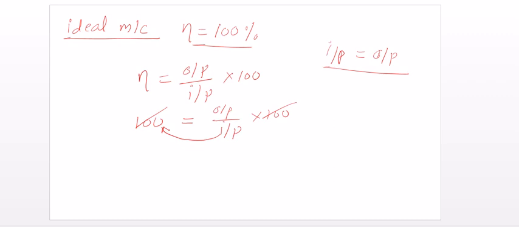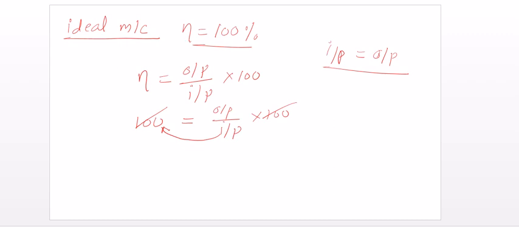They will also ask you the characteristics of the ideal machine. What are the characteristics of the ideal machine that we need to understand? In the ideal machine, input is equal to the output.